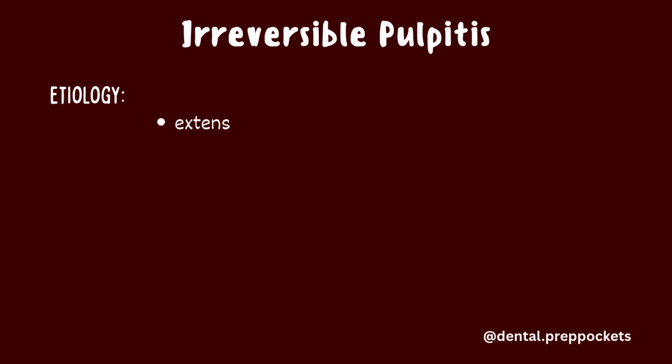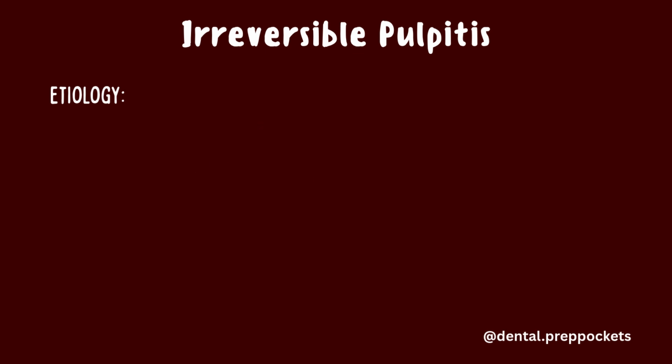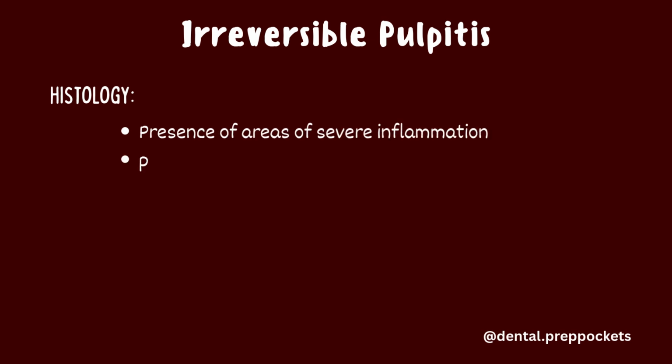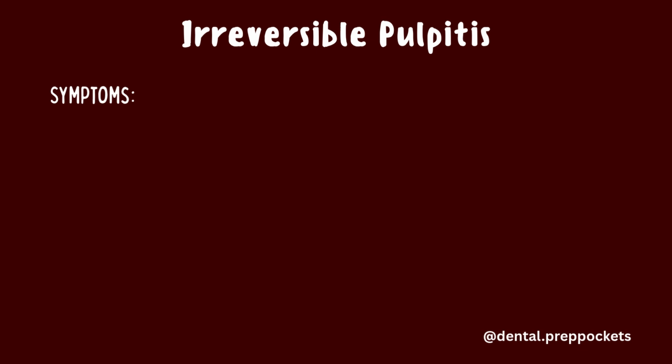It results from severe pulpal damage from excessive dentin removal during a restorative procedure, trauma to the tooth, as in the cases of teeth grinding, and sometimes occurs after orthodontic tooth movement due to impairment of pulpal blood flow. Histologically, some areas show the presence of severe inflammation, partial necrosis in the pulp, microbial invasion, intense inflammatory responses, and microabscesses. It can be symptomatic or asymptomatic.